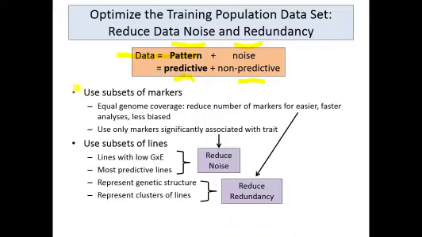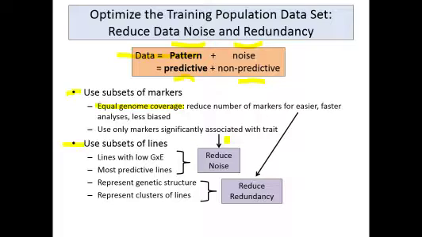So when you're looking at your training population, you can consider using subsets of markers instead of all markers. You can consider using subsets of lines instead of all lines. One thing is, instead of using all markers, you can try to choose markers that provide equal coverage of the genome. In other words, reduce the number of markers, and so you have less redundant markers. And this will allow for easier, faster analysis and probably less biased.